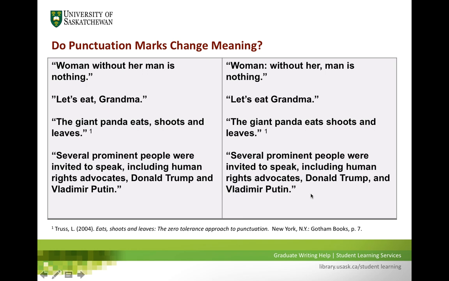Where in this one, it's very clear that Donald Trump and Vladimir Putin are not the human rights advocates, that they've been invited to speak alongside the advocates. So, the addition of the second comma accomplishes that. So you can see then punctuation really matters in your writing because punctuation helps the reader to understand what you are saying.